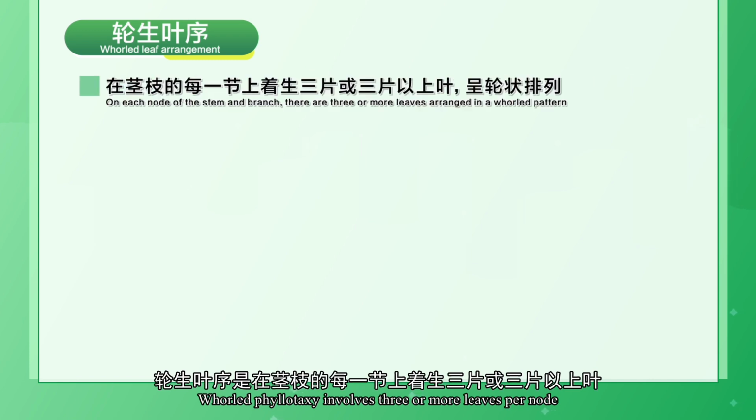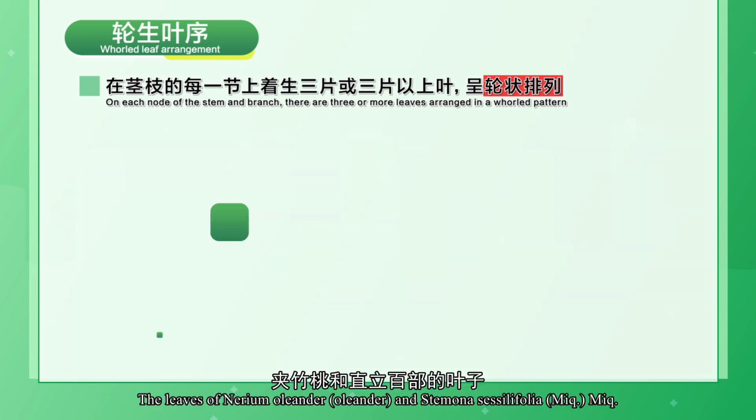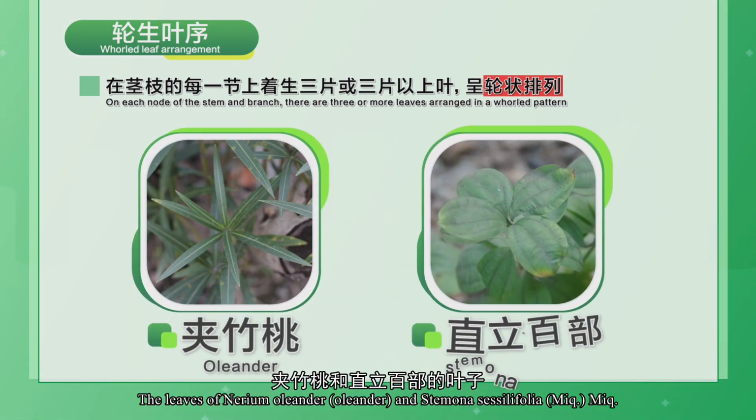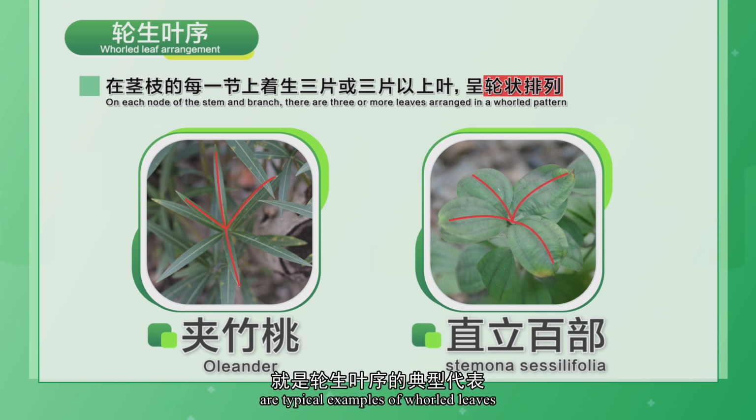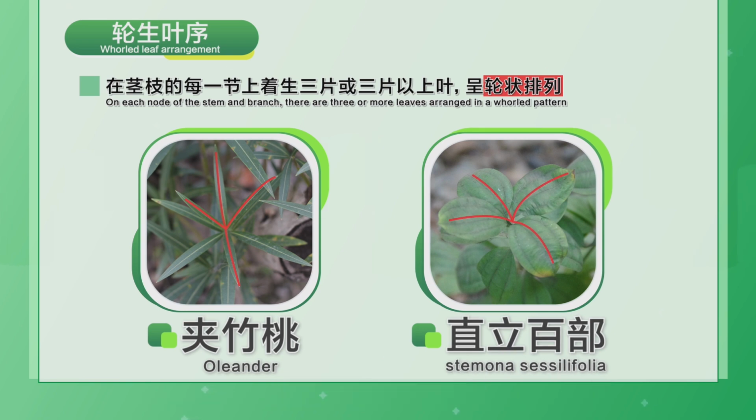Whorled phyllotaxy involves three or more leaves per node, arranged in a whorl. The leaves of Nerium oleander, and Stemona sessilifolia, Mick, are typical examples of whorled leaves.